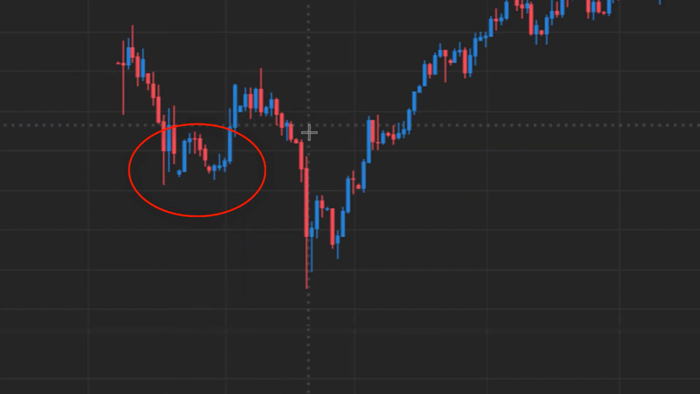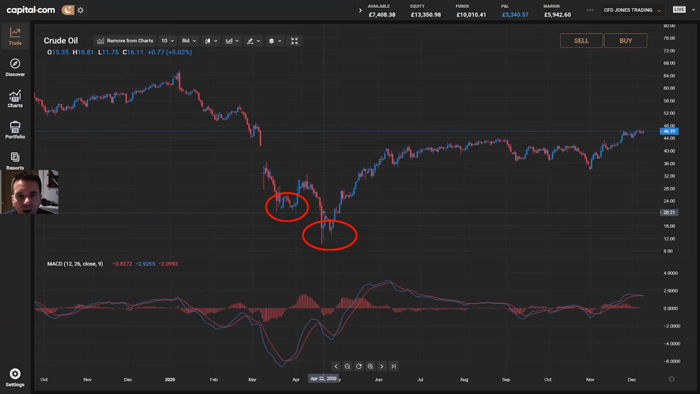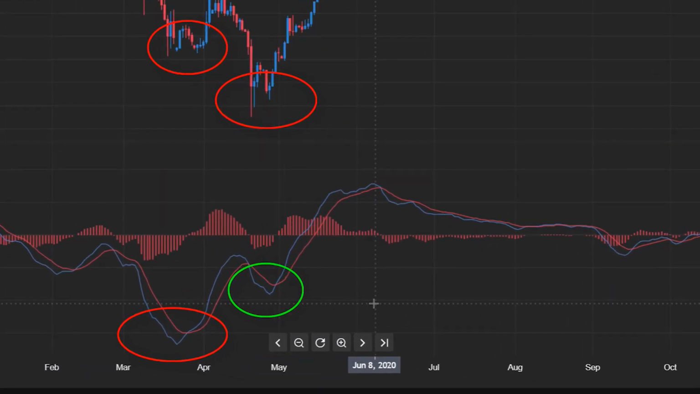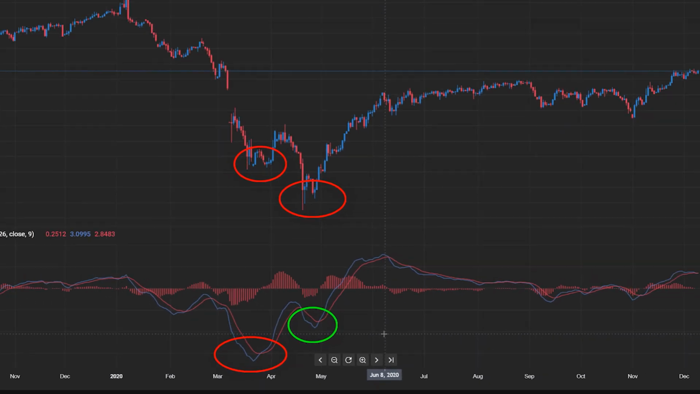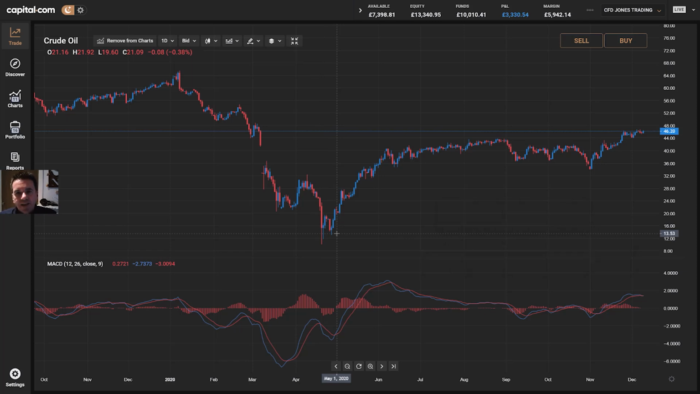Then the price of oil lurches lower still, so we have lower lows on the oil price, but we don't have it on the MACD. Our MACD has actually made a higher low. So when we're talking about bullish divergence, this is what we mean. The market slips to a new low, but the MACD is making a higher low. So it can be a suggestion that perhaps the weakness is running out of steam. And of course, this was the case.